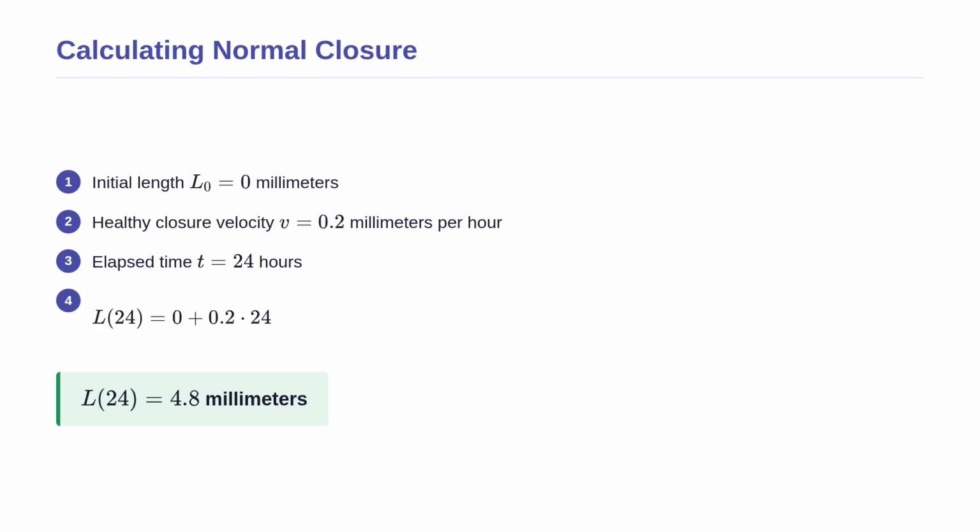Multiplying the velocity by the time gives us the total distance traveled. The final answer is 4.8 millimeters. In physical terms, this means the embryo successfully zipped up 4.8 millimeters of its neural tube in one day, showing steady, healthy progress.